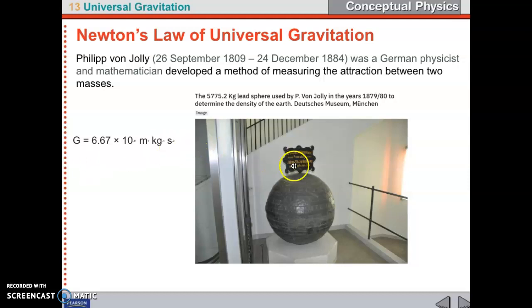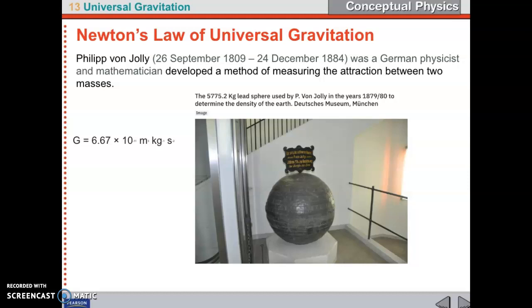Here we have a photo of the 5,775.2 kilogram lead sphere that he used to do the experiment, which is insanely heavy. Our value of G is 6.67 times 10 to the minus 11, and it's called the gravitational constant. This is in your data booklet, but it's easier to just learn it off by heart because you're going to be using it a lot.